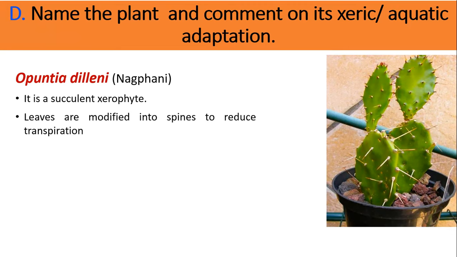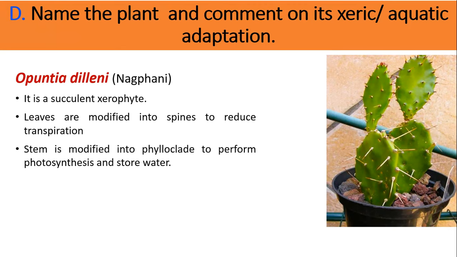Leaves are modified into spines to reduce the rate of transpiration. Stems, they are modified into phylloclade to perform photosynthesis and store water. In this plant, you will not find leaves. Why? Just to avoid loss of water by transpiration and at the same time protect from browsing animals.